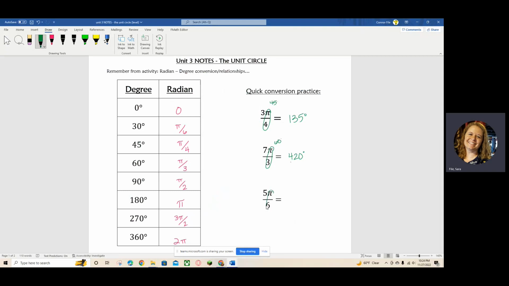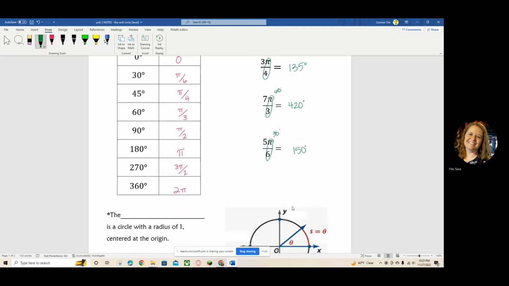Okay, or this one. If I know pi sixths is 30 degrees, I just have to do 5 times 30. That would be 150. So those are quick conversions. As long as you know those denominators, it makes converting much quicker and easier than having to multiply by 180 over pi and doing all of your reducing.